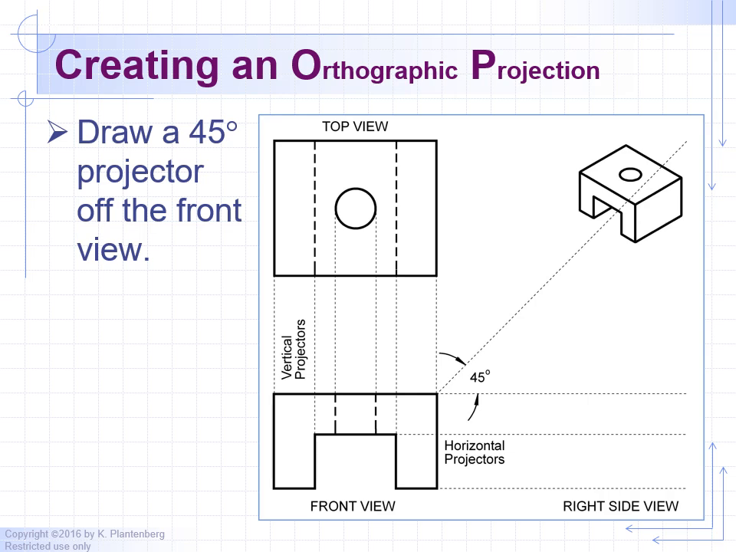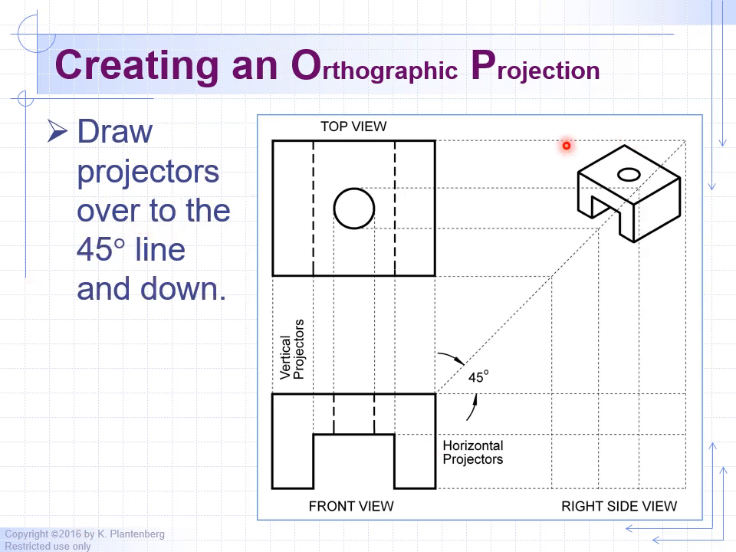One technique is to use a miter line or a 45-degree line. You can do this pretty easily. If you draw a 45-degree line off this corner, we then can project from the top view to that line and straight down. So from the top view, go over with a horizontal projector, then down with a vertical one where it crosses, and we can locate the back edge, the front edge, and where this hole is located.